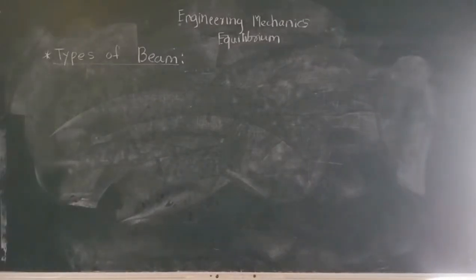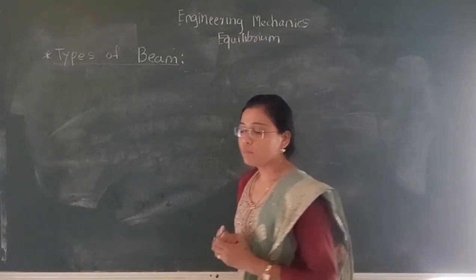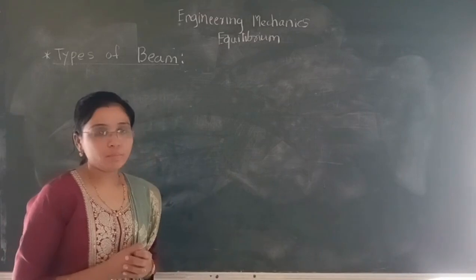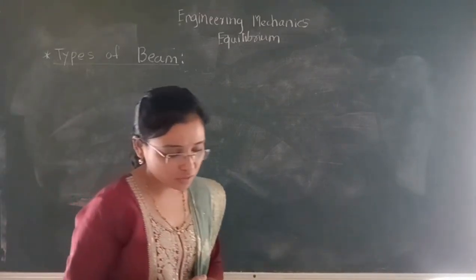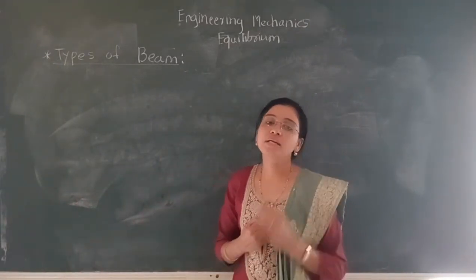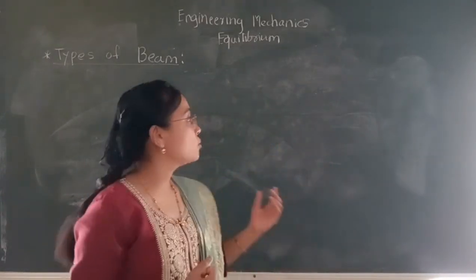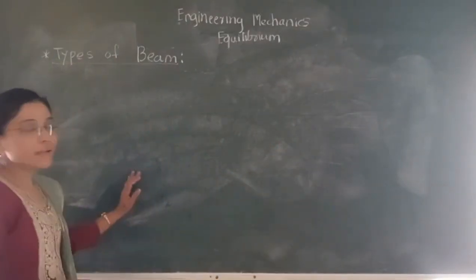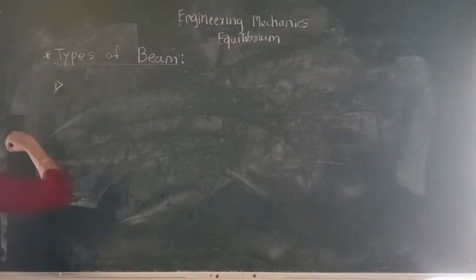Okay, so our next topic is types of beam. Normally there are some types of beam. Beams are classified according to their support conditions. In engineering there are three types of support: fixed support, hinge support or pin support, and roller support. Now according to the condition of its supports, beams are classified as: the first type is simply supported beam.